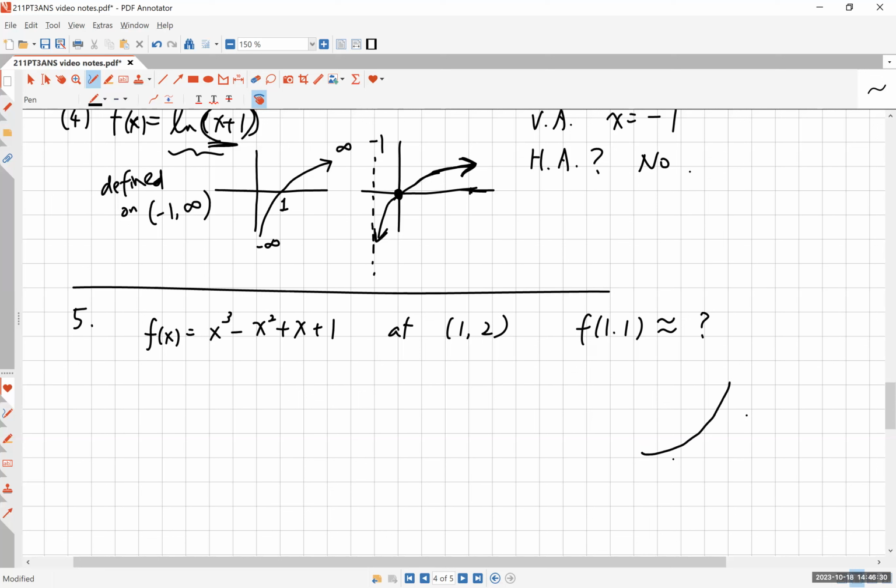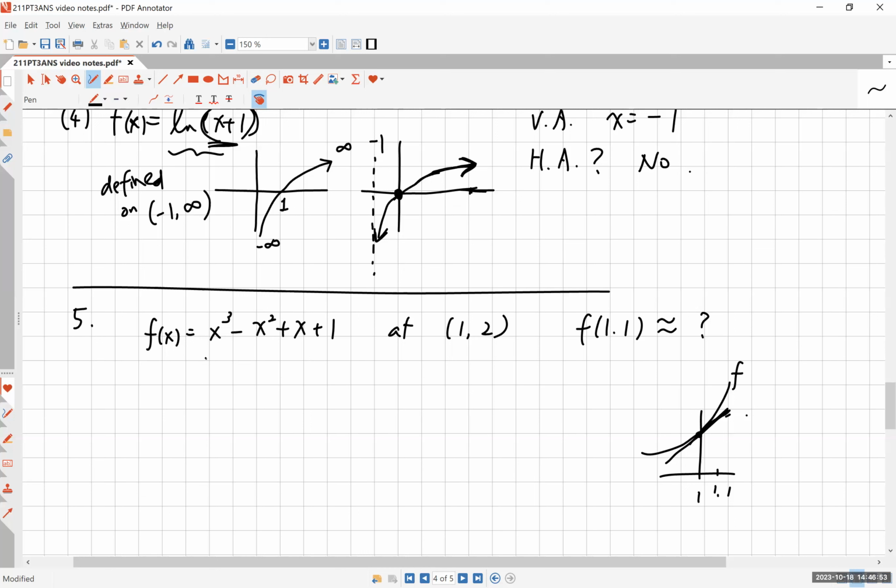Remember, the linear approximation is basically an approximation of the function f by a line using the derivative as the slope of the tangent line, right? So what we are asked to do is to do this kind of thing, trying to find the value of the function at 1.1. Now, of course, you can plug in 1.1 here and get the answer, but that's not what it says.